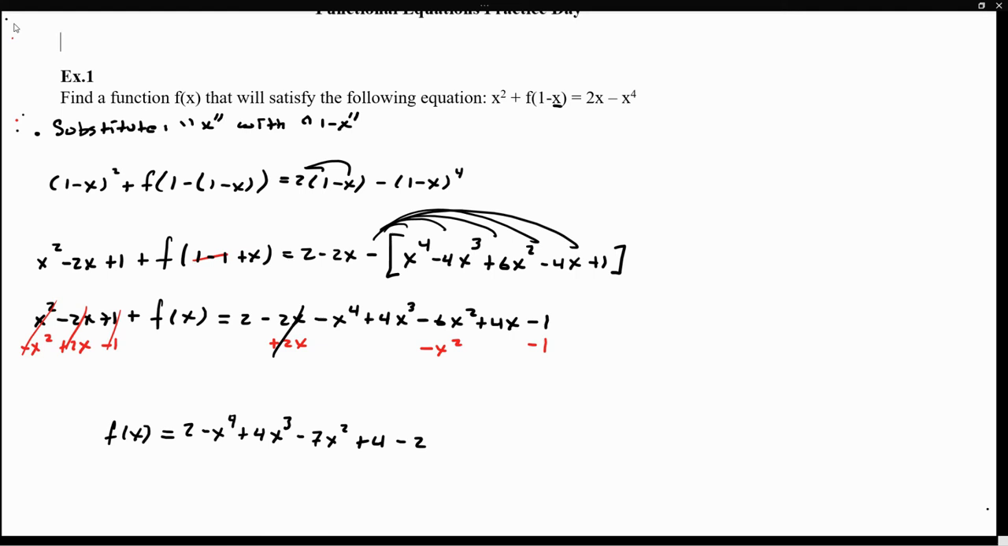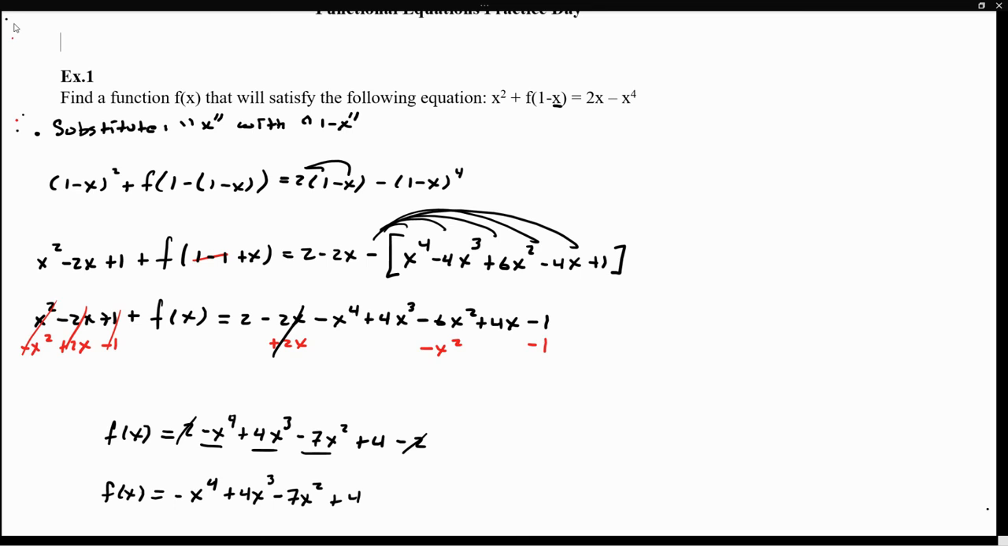But that's not written in standard form. So let's rewrite this in standard form. For f of x, let's go from highest to lowest exponent. So the first, I've got negative x to the fourth. Then x cubed, that's the only x cubed. So let me just rewrite that. Then we go to the second, minus 7x squared. And all we've got to do here is simplify, but notice that this 2 is going to cancel out with this 2, so now I've got a plus 4.